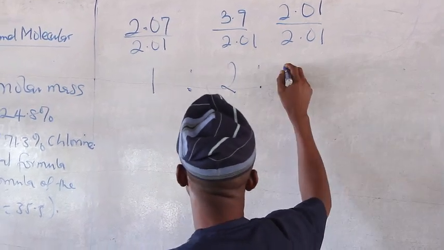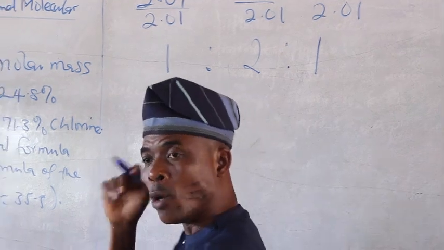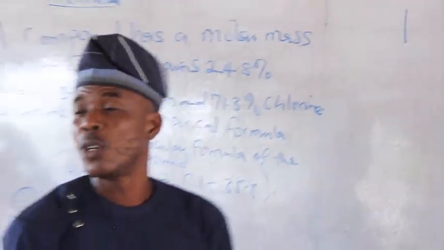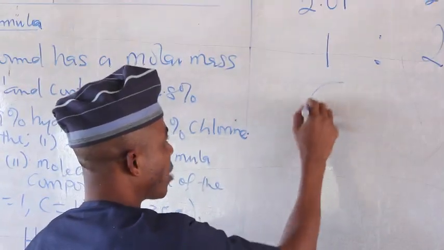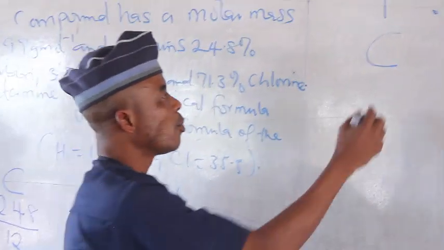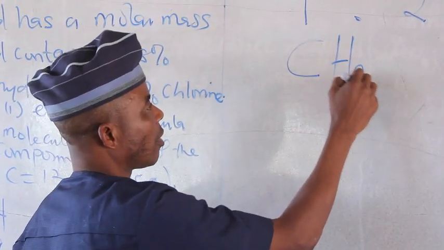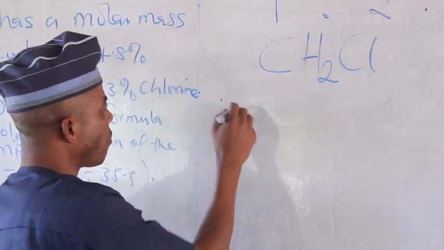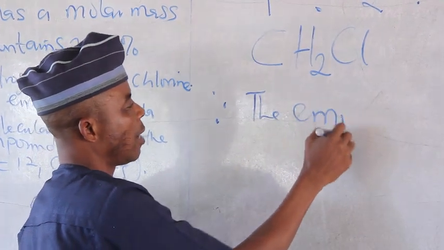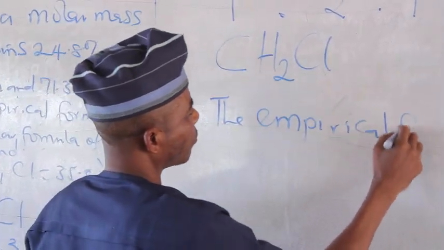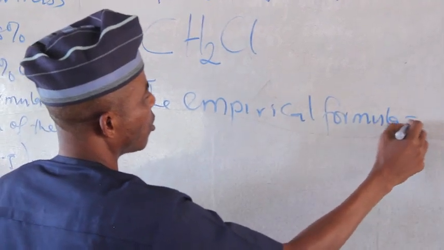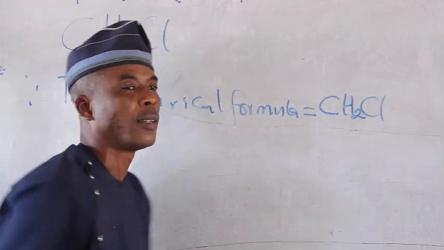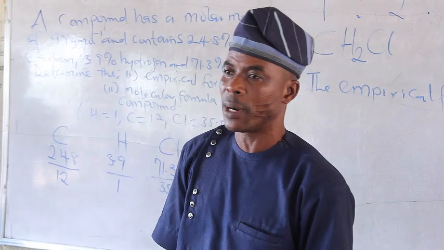Then divide by that will give us what? 1. Now it means the ratio of the compound given to us will be 1:2:1. And that means we have 1 atom of carbon combining with how many atoms of hydrogen? 2. And combining with how many atoms of chlorine? 1. So you can see therefore the empirical formula is equal to CH2Cl.